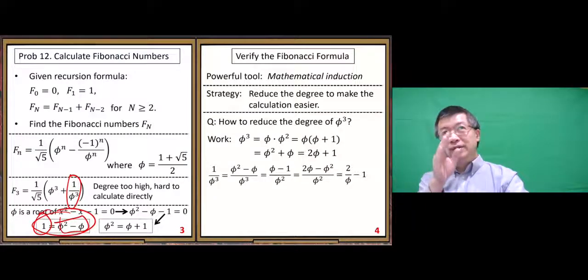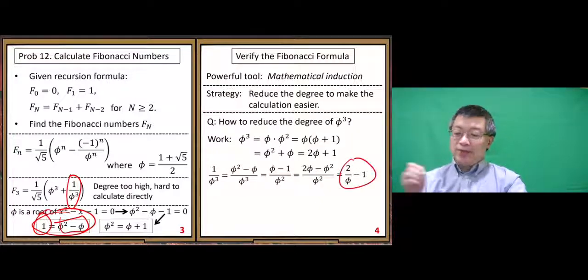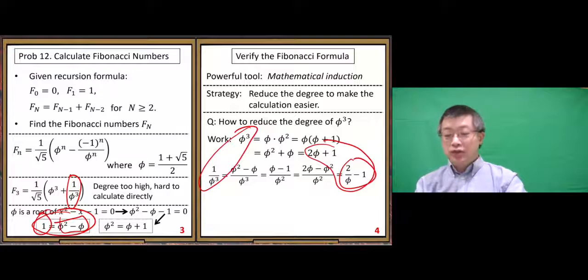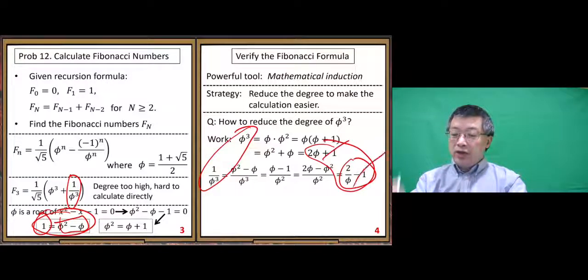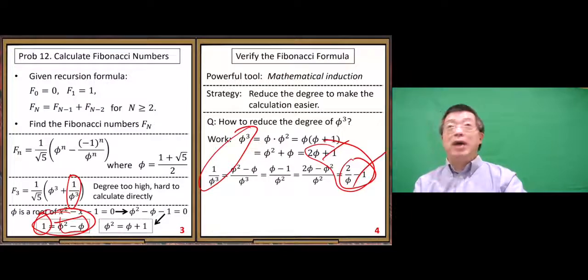After cancellation, we write it as 2 terms, 2 over phi minus 1. Now we get this expression. We want to add these 2 expressions: plus 1 and minus 1 cancel out, and the remaining terms are very simple. So let's do it.